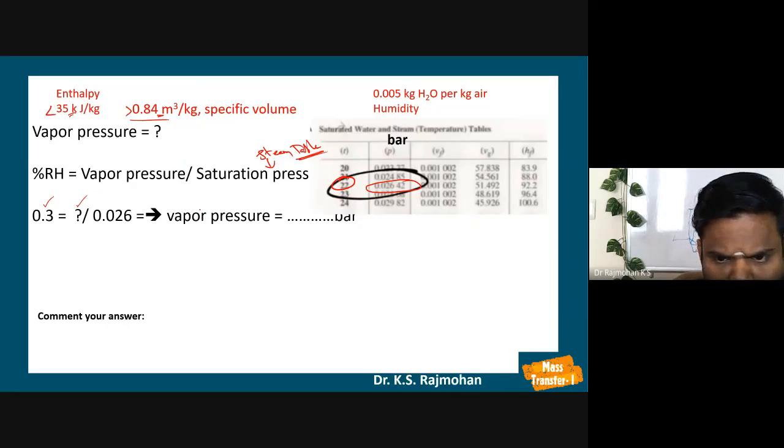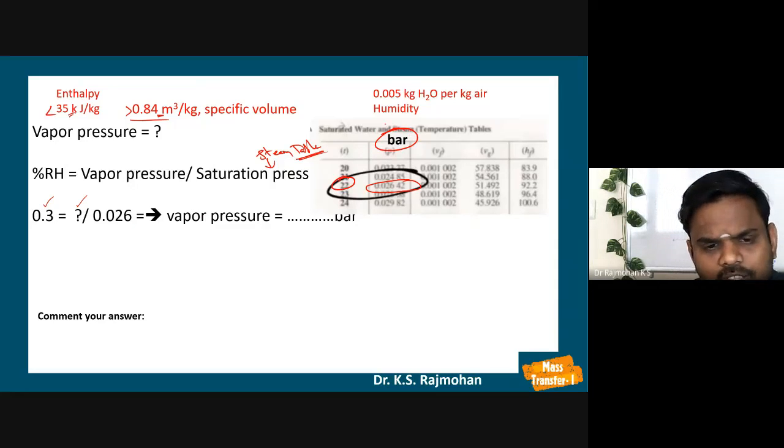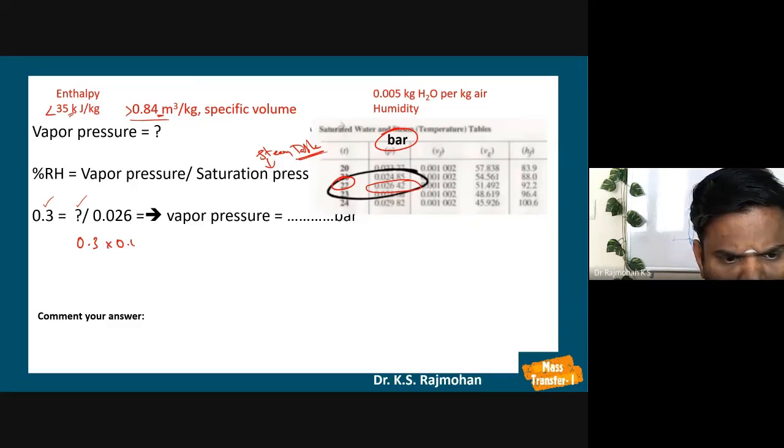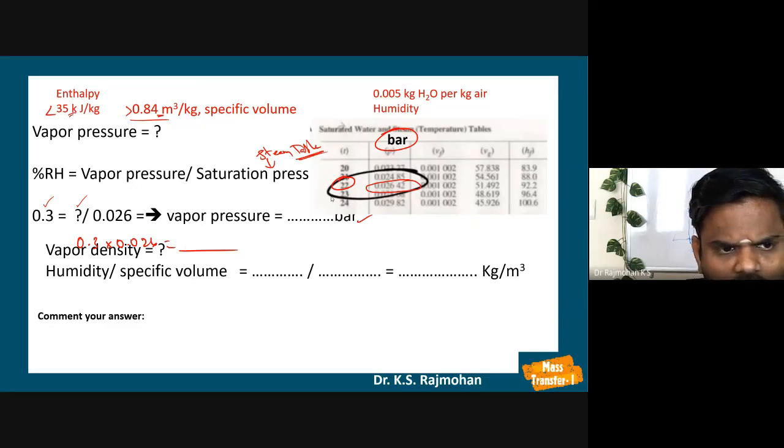Saturation pressure is 0.02642. The unit is mentioned as bar. So let it be this vapor pressure. Then vapor pressure is equal to 0.3 into 0.02642. Okay, so whatever is the data, you please comment your answer. Then next is to determine what is vapor density.